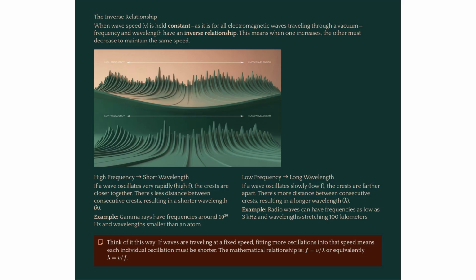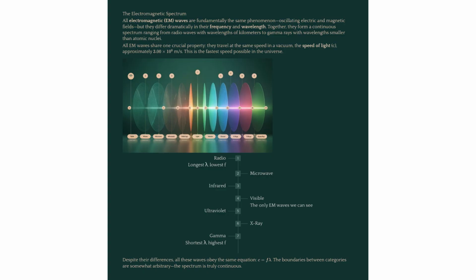High-frequency waves are always short, tiny waves, while low-frequency waves are long and spread out. The electromagnetic (EM) spectrum is perhaps the most important concept in information technology. Every EM wave, from radio to light to X-rays, is fundamentally the same. It's just energy vibrating at different frequencies.